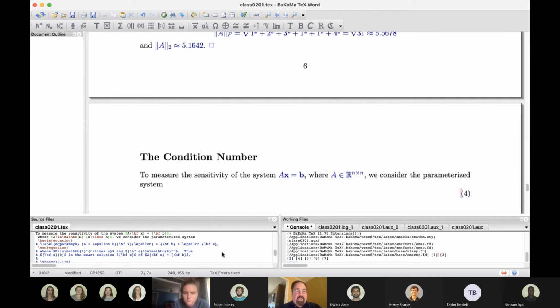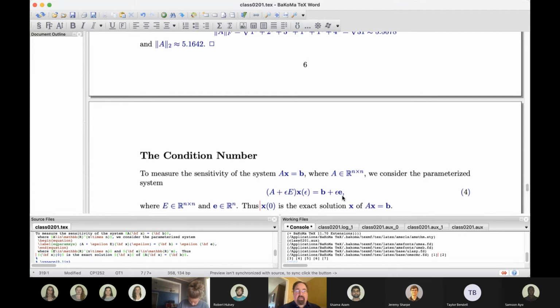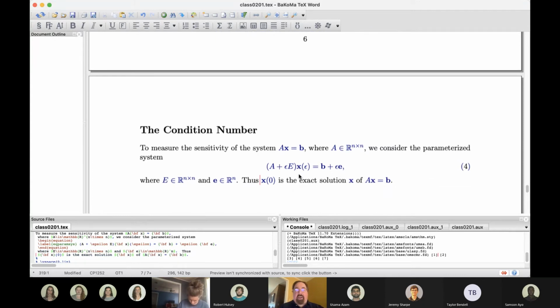So to that end, we look at this parametrized system. So when epsilon equals 0, we just have AX equals B. But A is perturbed by matrix capital E. Vector B is perturbed by this vector little e. So X is now a function of epsilon. So X of 0 is just the solution of AX equals B.